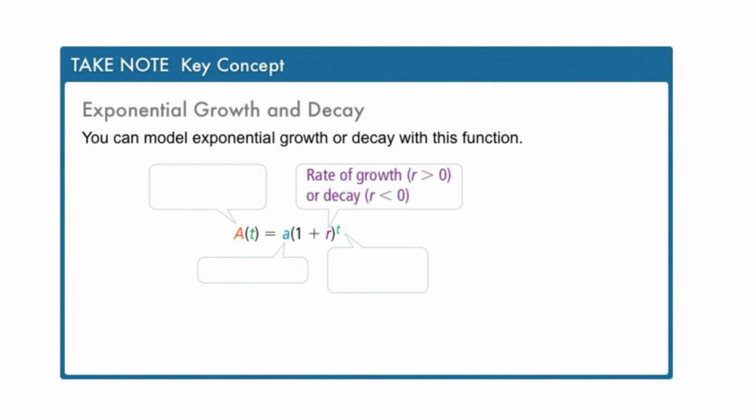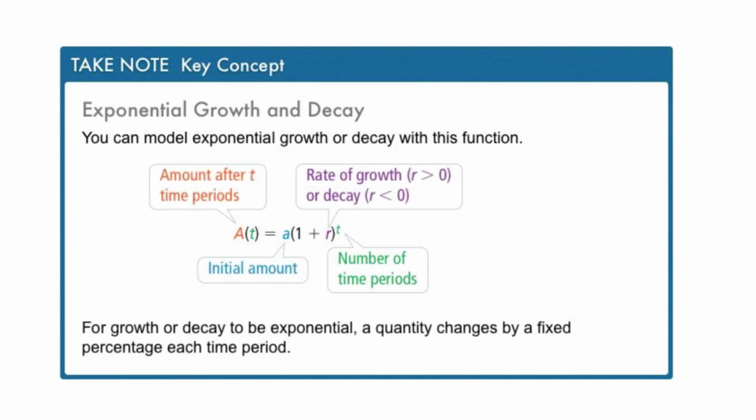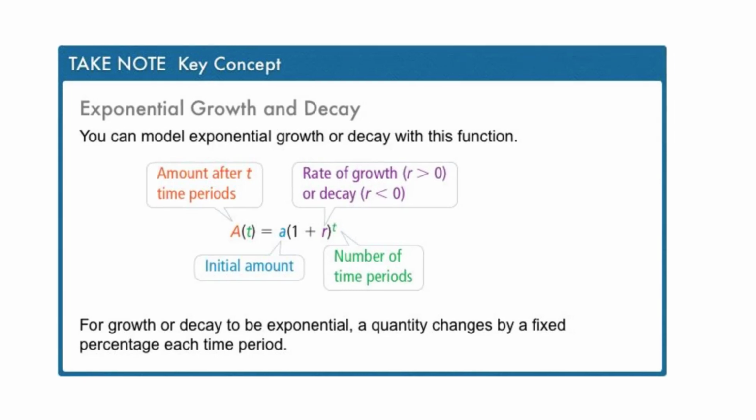r is the rate of growth, or growth rate, if r is greater than 0, or the decay rate if r is less than 0. In that sum raised to the t power, t is the number of time periods. For growth or decay to be exponential, a quantity changes by a fixed percentage each time period.